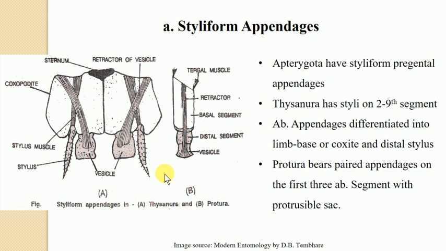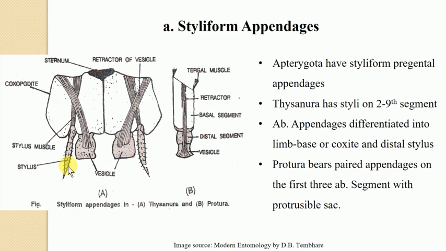The abdominal appendages are in a reduced condition. Each is differentiated into the limb basis and the coxite, which fuses with the sterna, that is the ventral plate, and the appendages are represented only by the style. This style is provided with the coxopodite. Here you can see the coxopodite, with the help of which it gets attached to the sternum, and only the stylus or styli project out. The styli do not develop on the first segment, but generally start from segment number 2 to segment number 9.